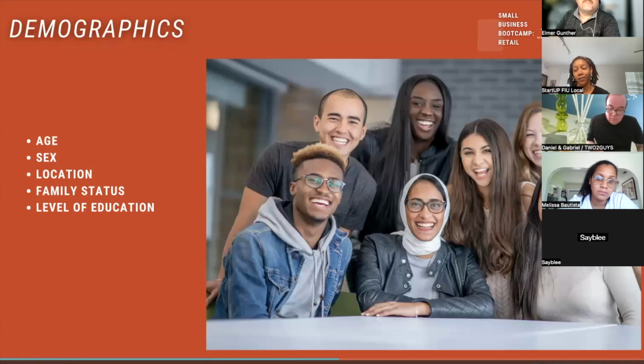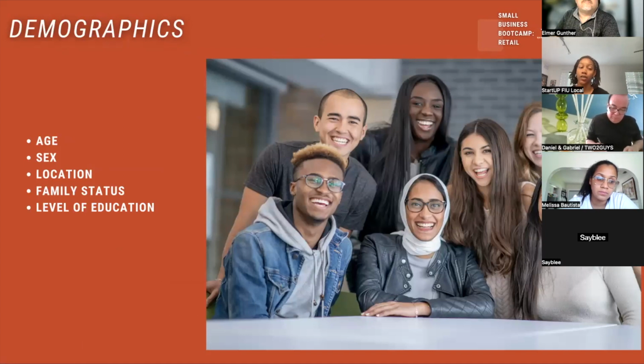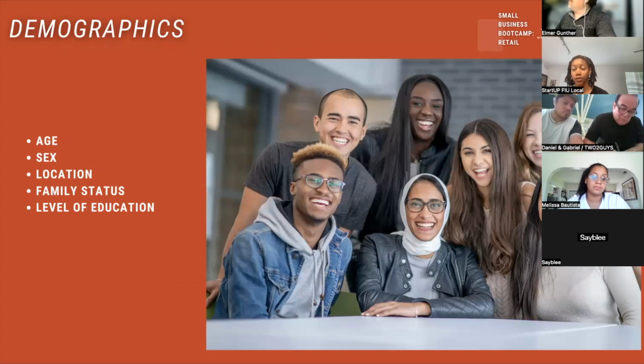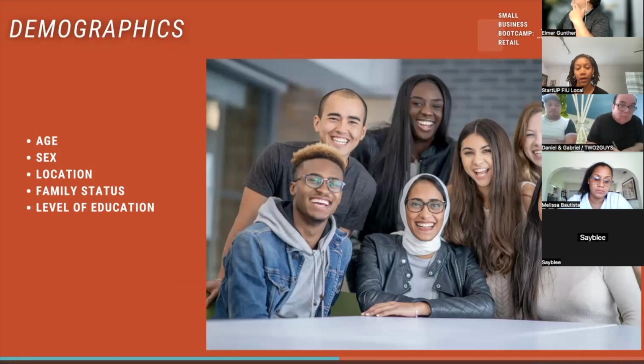Let's start with the demographic. The demographic information is general: age, gender, sex, location, your family status, your level of education. This information can be sourced mainly through social media. If you're an avid social media user, if your audience is on social media, most of this information can be found on their user profiles.